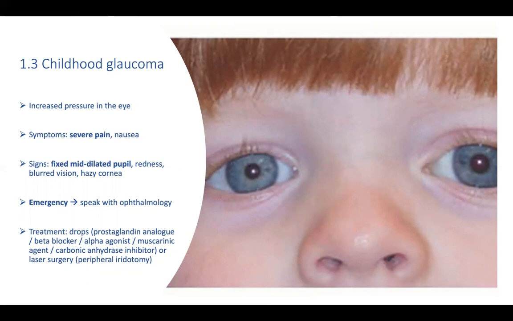Ophthalmology may request you to initiate some treatment. Initial treatment is usually drops, of which there are many types that can be used in combination. First line is usually a prostaglandin analog, such as latanoprost. Second line is usually a beta blocker, such as timolol.